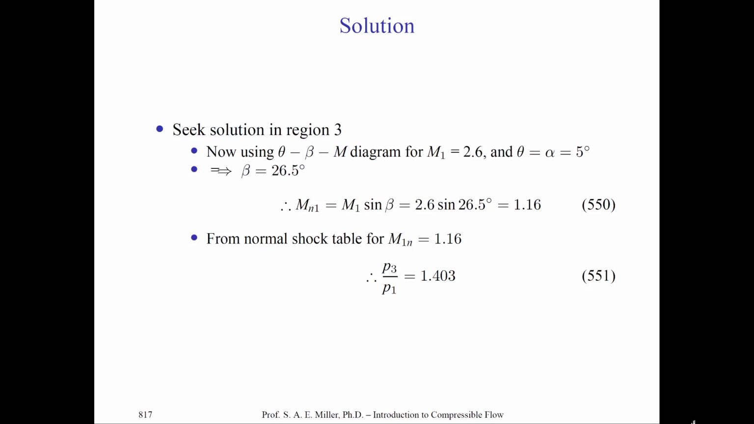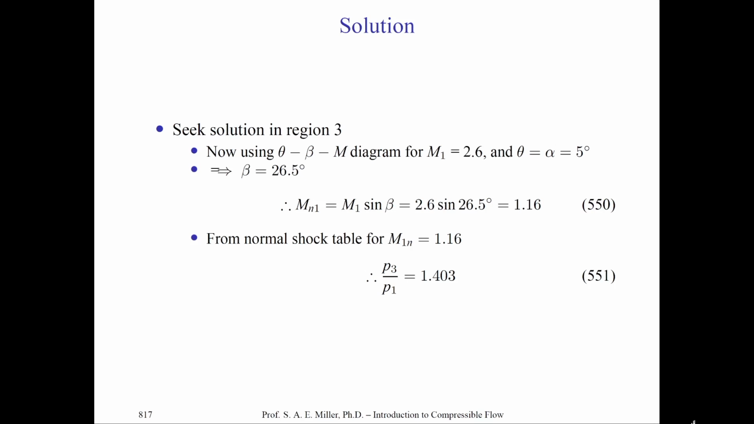We then find the normal Mach number to cross the shock. Remember, through trigonometry, the normal Mach number to the shock between 1 and 3 is the incoming Mach number times the sine of the wave angle. We can fill those in. M1 is 2.6 with a wave angle beta of 26.5 degrees. Evaluating this, you'll get 1.16. Therefore, Mn1 is 1.16. We then can use the normal shock equations or the normal shock table and look up Mn1 of 1.16. Look over for the column for P3 over P1, and you'll directly find 1.403.